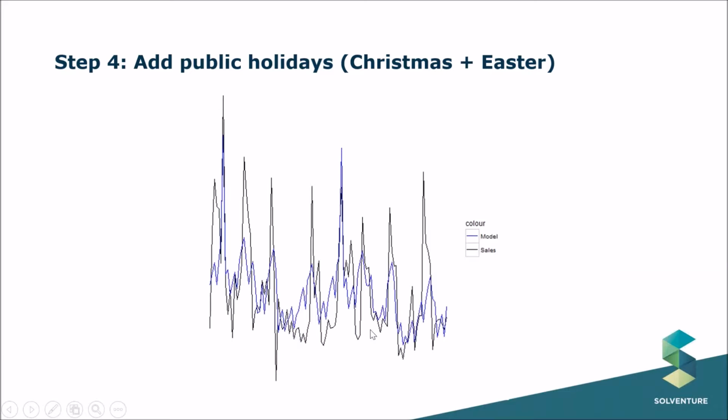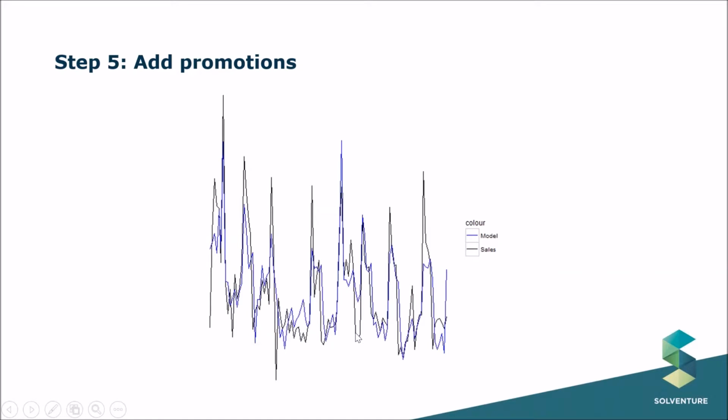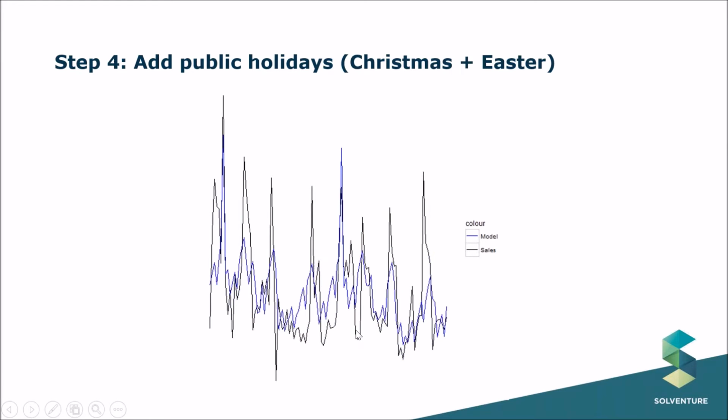So here the downward peaks are not predicted correctly. So we keep on adding stuff. So what do we do now? We have added promotions. So I'll show it again. This was basically just a trend, month of the year, week in the month, and some public holidays. So that's what we've added so far.